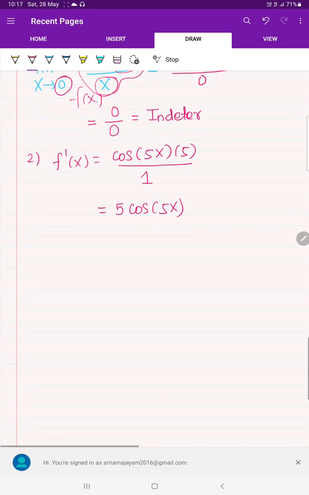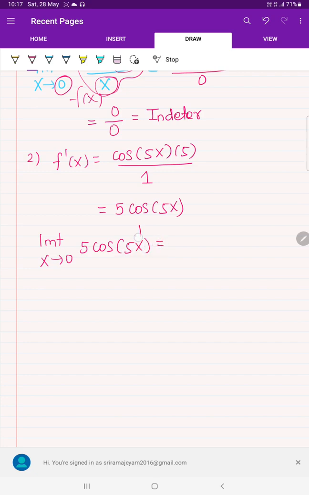Now you can substitute in the limit further. Limit x approaching 0, and the f dash of x function is 5 times cos of 5x. When I substitute x by 0, 5 into 0 is 0. What is the value of cos 0? Cos 0 equals 1. Sin 0 equals 0. Cos 0 equals 1. 1 into 5, how much? 1 into 5 will be 5 only.